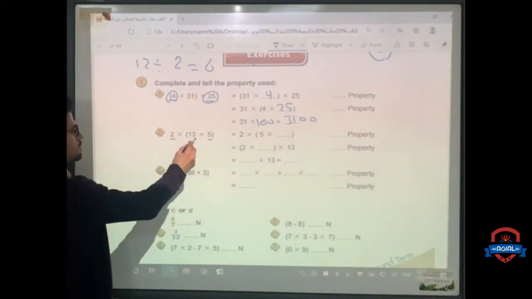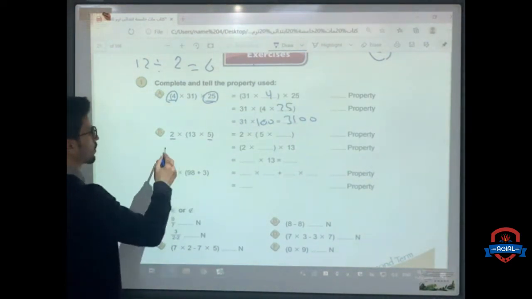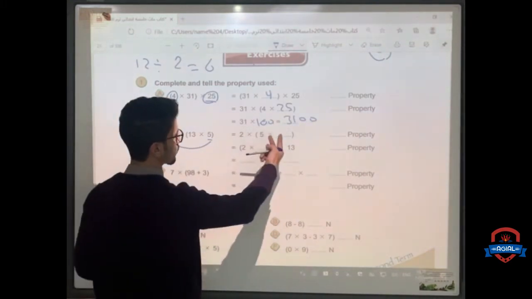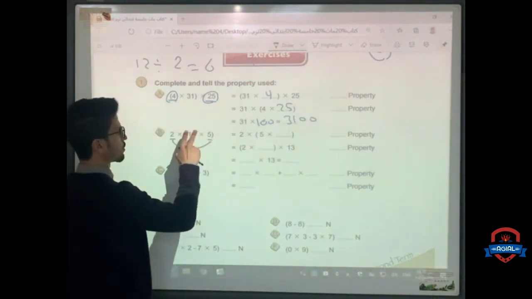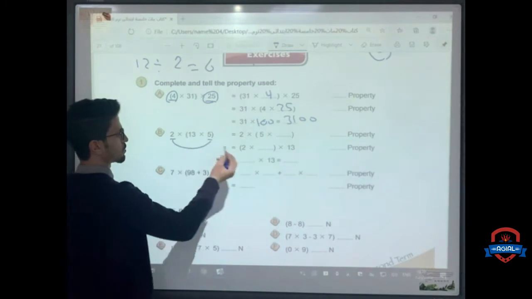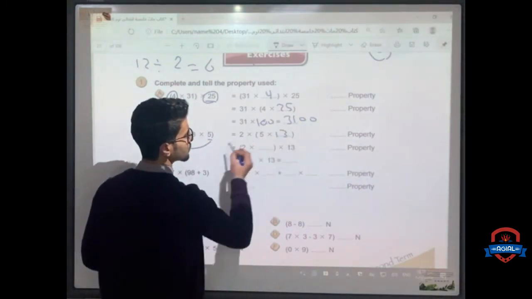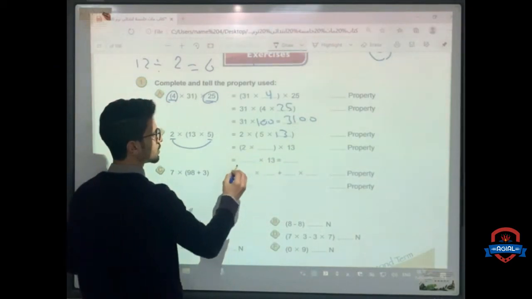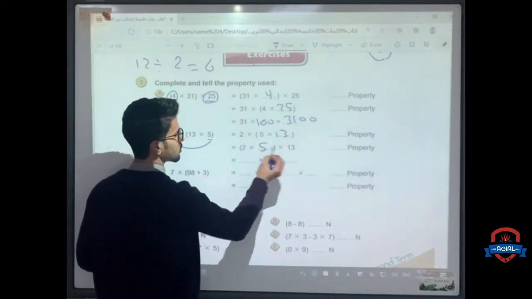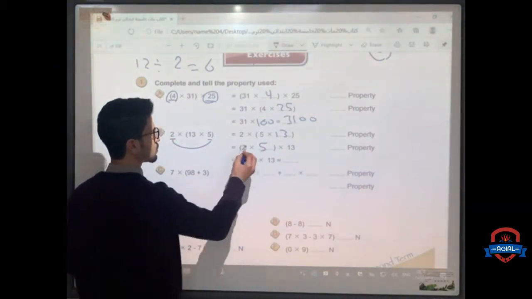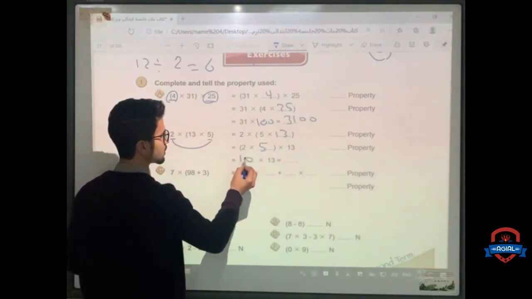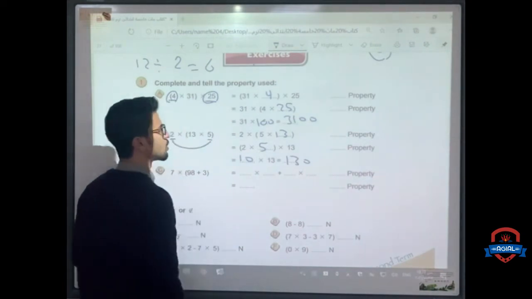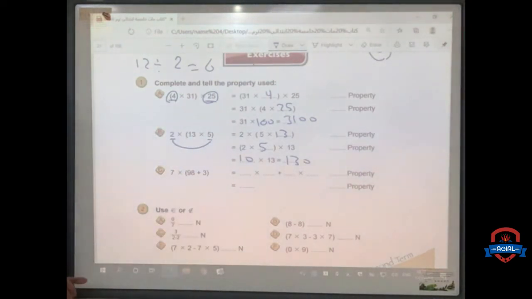So 2 times 13 times 5, we have to multiply 2 by 5. We use the commutative property to replace 13 times 5 with 5 times 13, and then using the associative property, we have 2 times 5 times 13. So 2 times 5 equals 10, and 10 times 13, we write 13 and add 0, so we have 130.